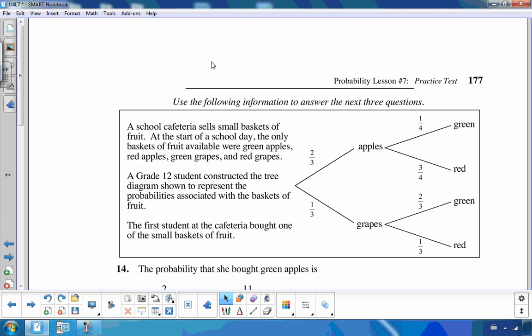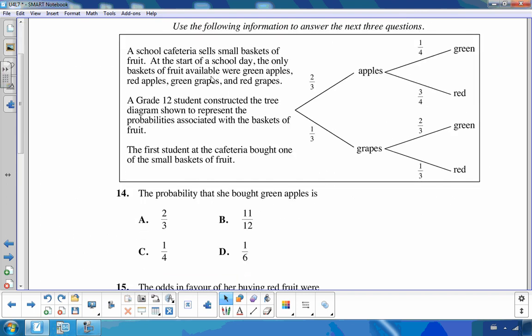Okay, number 14. So we have a tree diagram here. We have a school cafeteria selling small baskets of fruit. At the start of the day, the only baskets of fruit were green apples, green grapes, and red grapes. A grade 12 student constructed a tree diagram shown to represent the probabilities associated with the baskets of fruit. The first student at the cafeteria bought one of the small baskets of fruit. What is the probability she bought green apples?